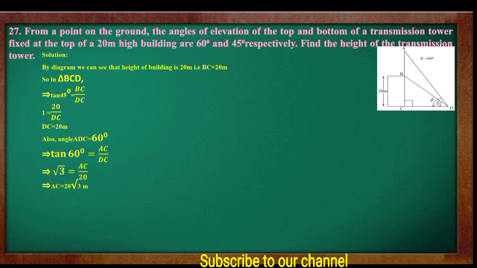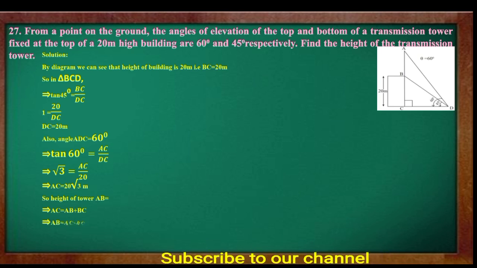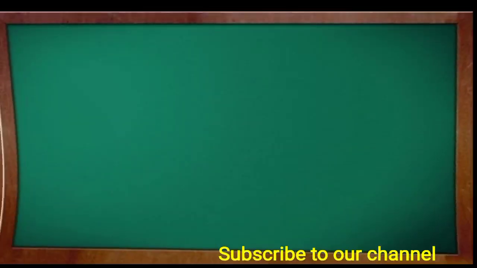We got AC and BC. We need to find AB. Therefore, AC is equal to AB plus BC. Substituting known values, we get AB is equal to AC minus BC. Since AC is equal to 20 root 3 and BC is equal to 20, taking 20 common, we get AB is equal to 20 into bracket root 3 minus 1, which is the height of the tower.